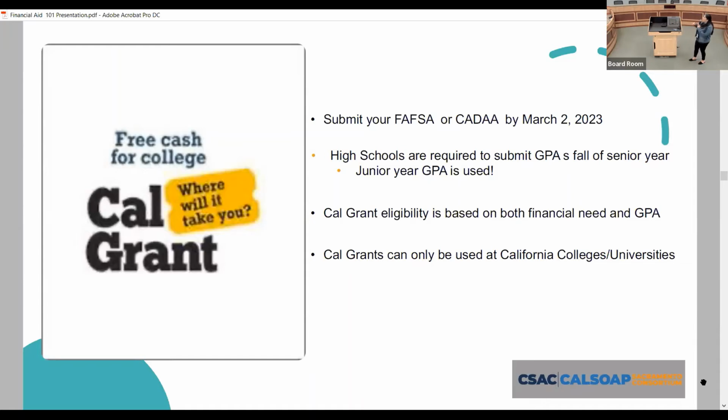So what happens is after your junior year, right before your senior year, all of your high schools electronically submit your GPAs to the California Student Aid Commission. Those are the people who put the Cal Grant together. Those are the people who give it out. Your GPA gets sent over there, and it waits. And it waits for your FAFSA or your CADA to be submitted. And once it's submitted, it matches it up, and it determines which Cal Grant you're eligible for.